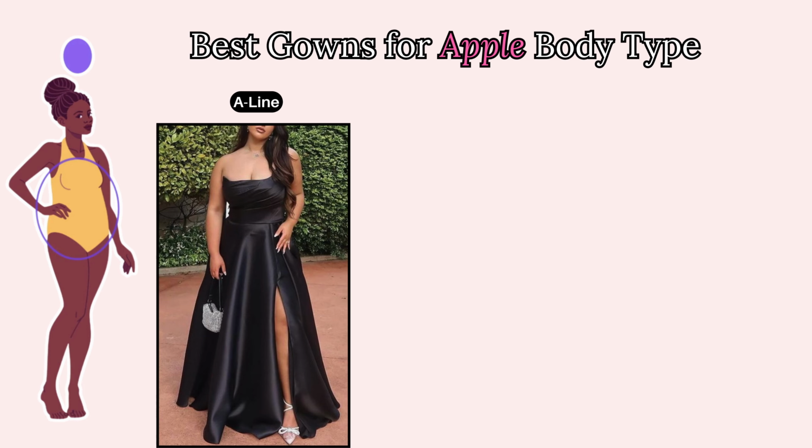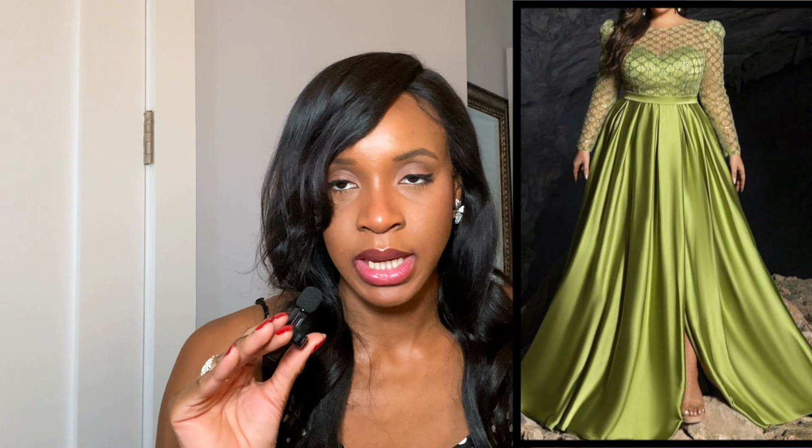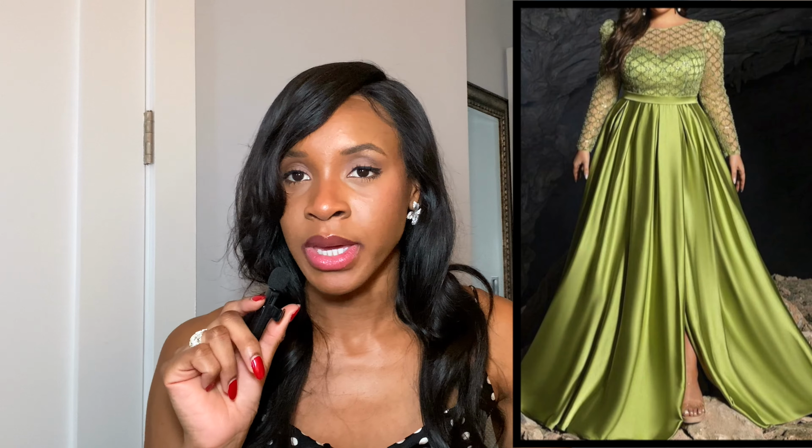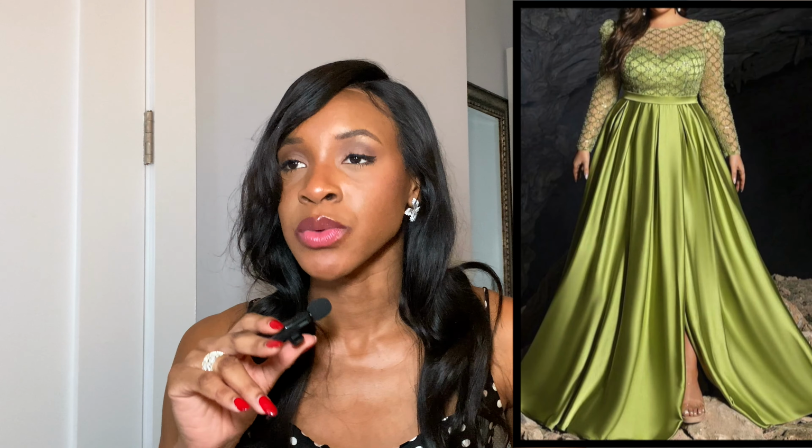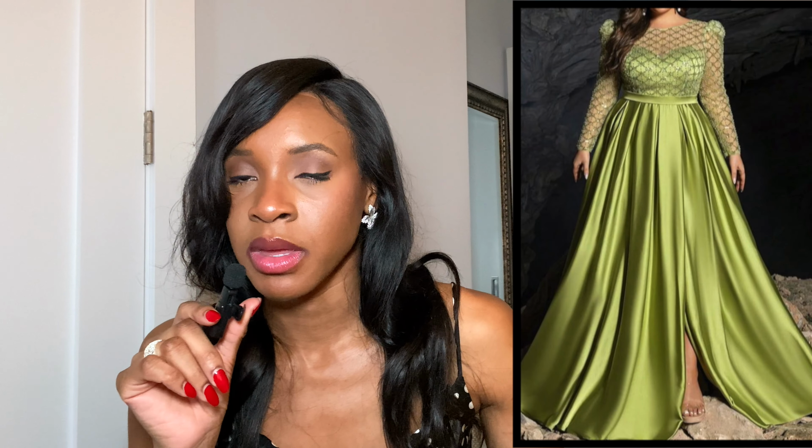Gowns that work well for the apple body type are A-line. The A-line gown gradually widens on the lower body. That adds volume on the lower body of the apple. And of course, if you're going for an A-line dress, look for styles that have a sweetheart neckline or embellishments on the shoulder and the neckline. And the defined waist on the A-line silhouette will help to slim the waist of the apple body.